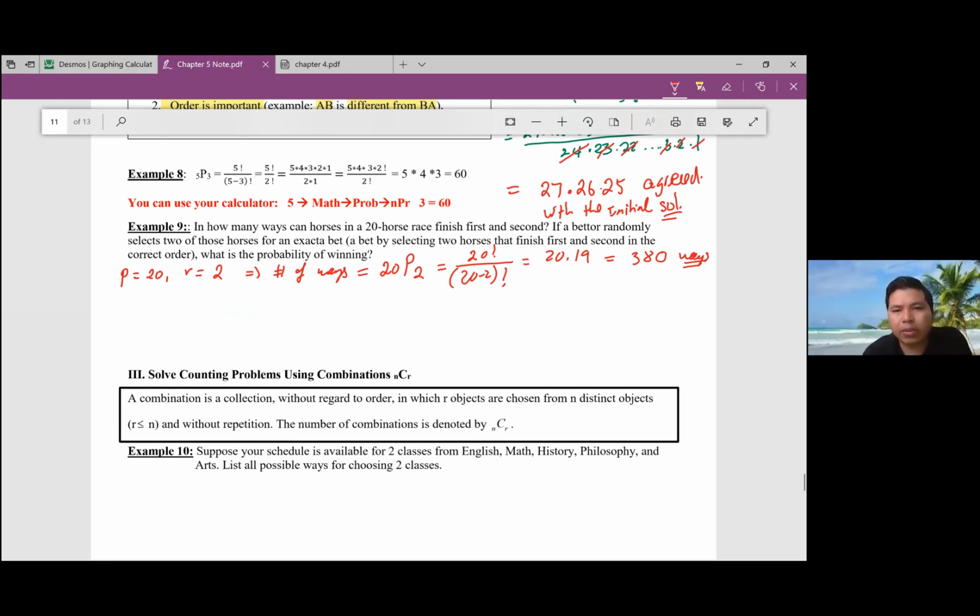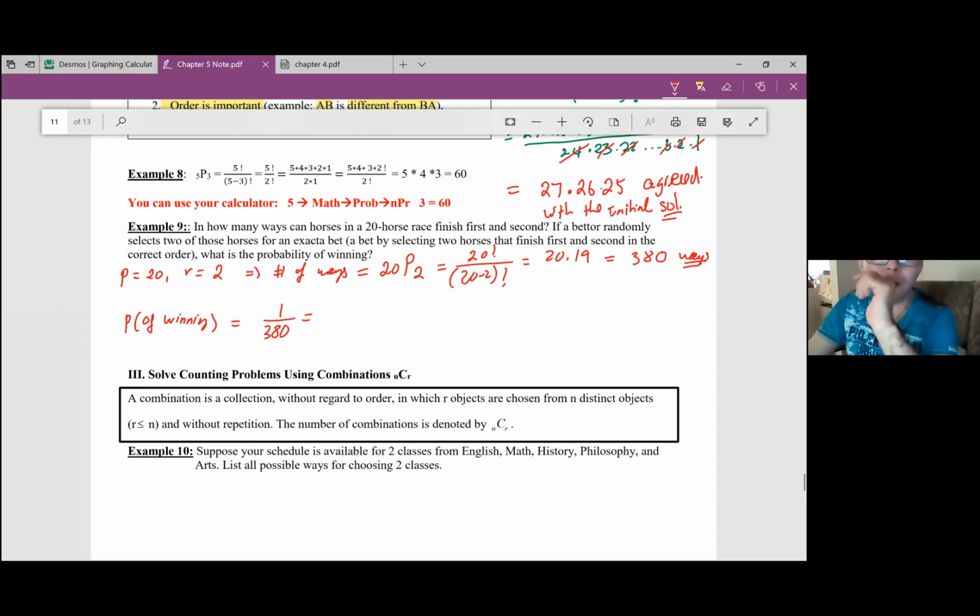So we have to select 2 horses that finish first and second. So the probability of winning is equal to 1 out of 380. There you go.